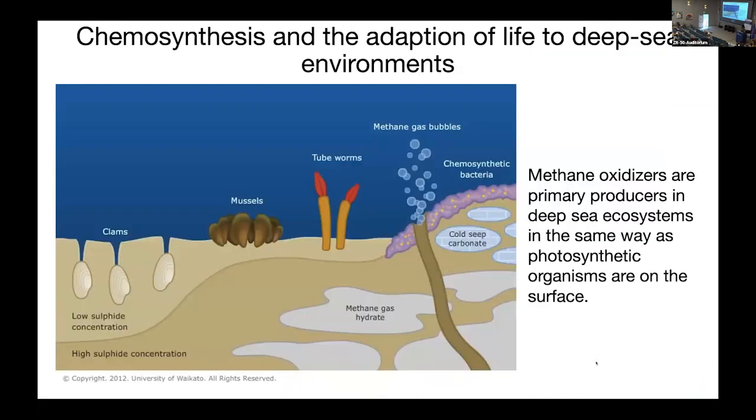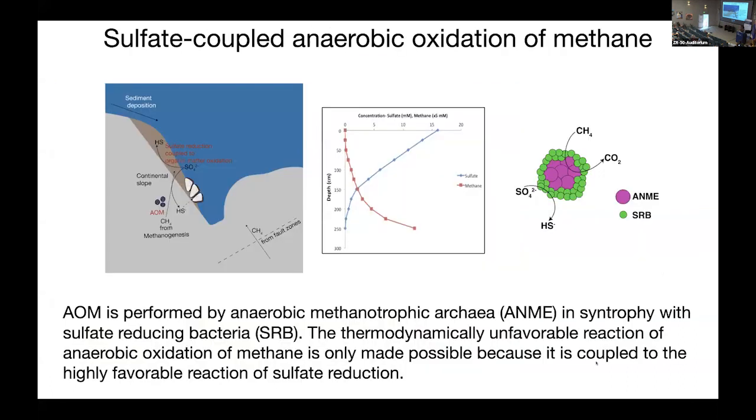Chemosynthesis is really important in deep sea ecosystems, where carbon fixation occurs with the use of reduced electron sources such as methane rather than photosynthesis. One kind of chemosynthetic reaction that's really important in methane seeps and hydrothermal vents is the anaerobic oxidation of methane.